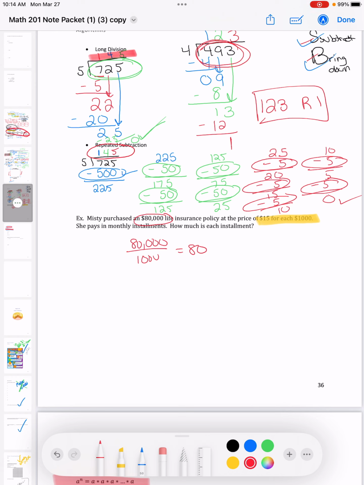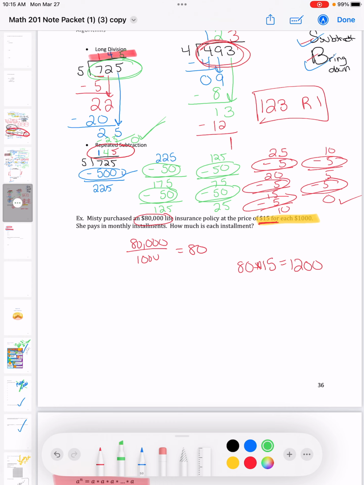If she wanted to get a $50,000 policy, that would be 50 units worth. If she got a $27,000 policy, that would be 27 units worth. So she bought 80 units. Each one of them was $15. So I'm going to type in 80 times 15. That would give me 1,200.